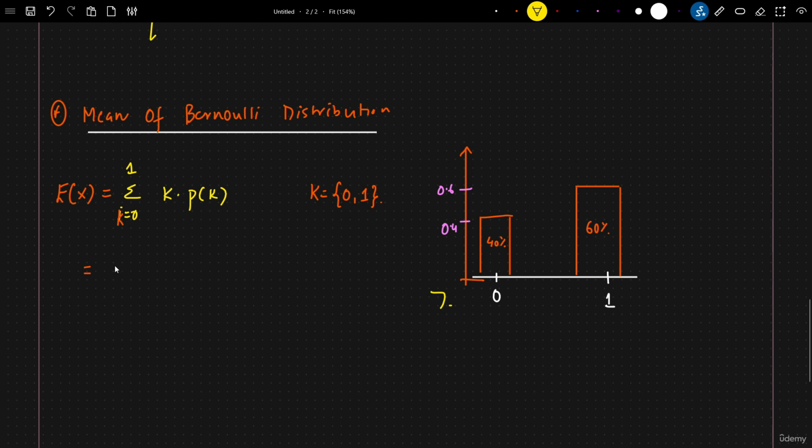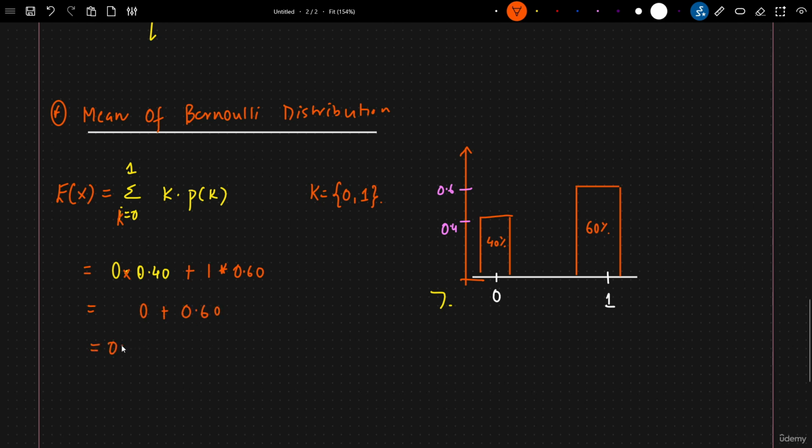When the value of k is equal to 0, what is the probability of 0? Probability of 0 is nothing but 40%, so I multiply by 0.4. So this is 0 multiplied by 0.4, plus, when k is equal to 1, 1 multiplied by the probability of 1. What is the probability of 1? It is 0.60. Now you will see that this value will be 0 and this will be 0.60.